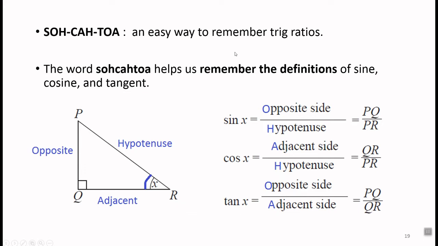SOHCAHTOA, an easy way to remember the trigonometric ratios. You need to remember these standard definitions. SOH: sine is opposite over hypotenuse. CAH: cos is adjacent over hypotenuse. TOA: tan is opposite over adjacent. Likewise you can easily remember them. With respect to angle X, this is the opposite side, the side attached to angle X is the adjacent side, and opposite to 90 degrees is the hypotenuse.